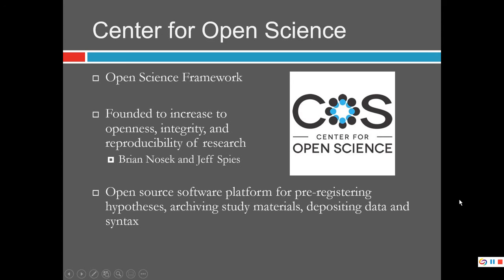But then he also gets to go talk about implicit attitudes and get $25,000 a pop for doing that. So he's doing okay. The Center for Open Science also funds and supports a lot of other endeavors that have to do with open science, like the Many Labs projects and reproducibility projects.